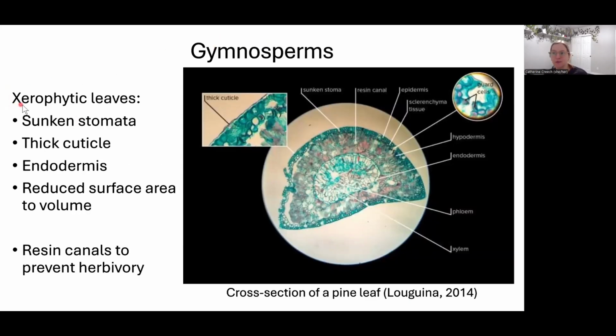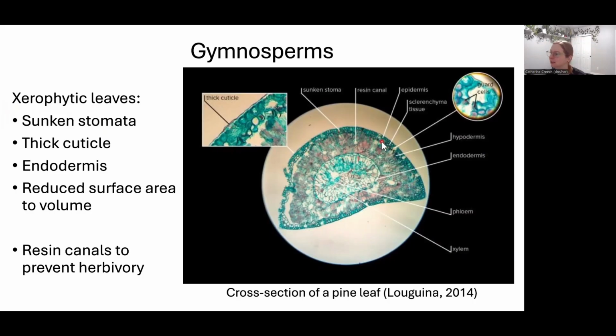Gymnosperms are also able to survive harsh winters and dry areas because they have xerophytic leaves. Xerophytic means that they're able to survive dehydration and desiccation. So they've evolved to be water conserving. The way that they've done this is with shrunken stomata. If I look at this cross section of a pine leaf right here, the stomata are tiny and they're sunken in. Sunken in being like they push inward so that they're not exposed on the surface.